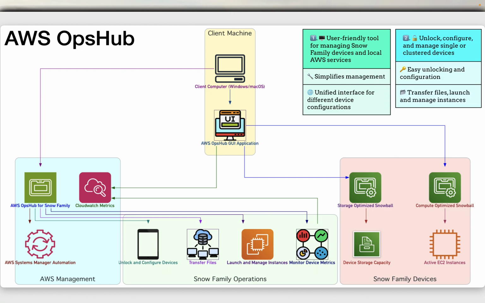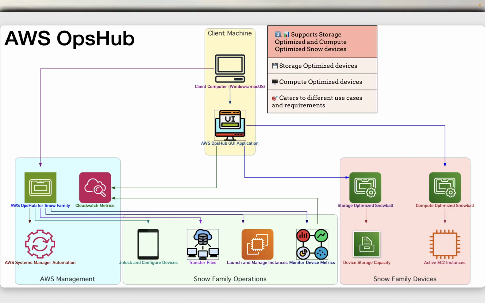And Ops Hub you can easily unlock. So first you will unlock the device once you receive it. Then you configure and manage both single and clustered Snow Family devices. So it can be a cluster of devices also, as well as you transfer files and launch and manage instances running on the device. So this is the single user interface through which you will be interacting with your Snowball Edge or the Snow Cone.